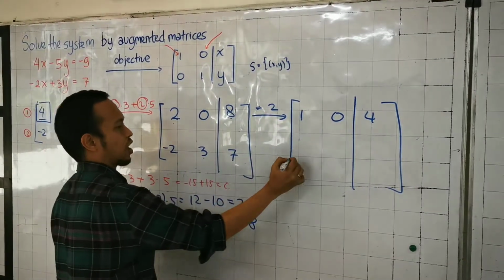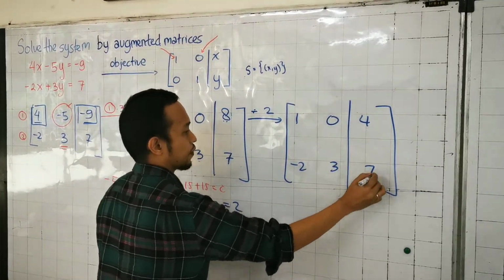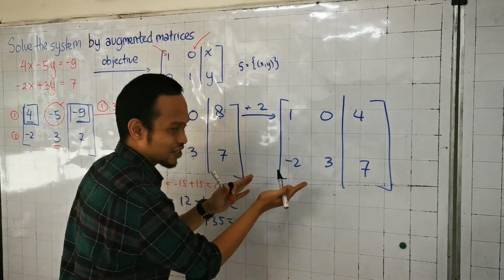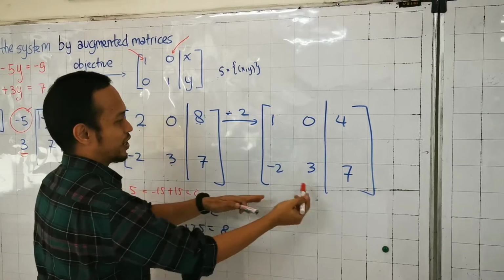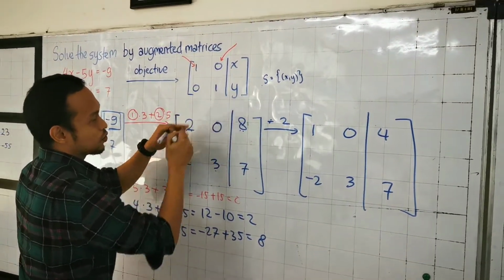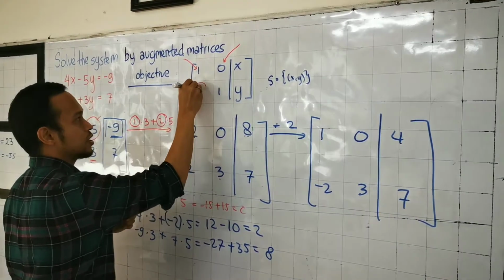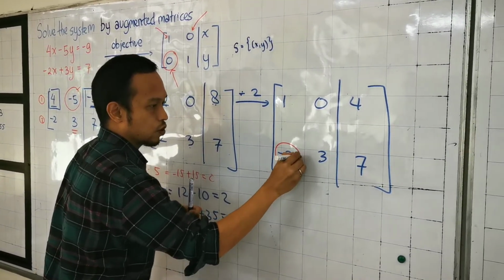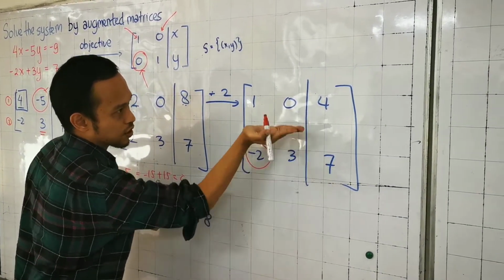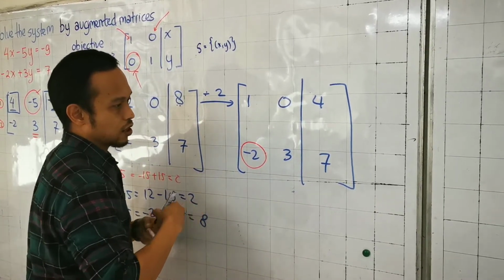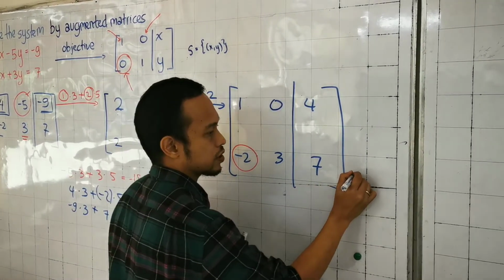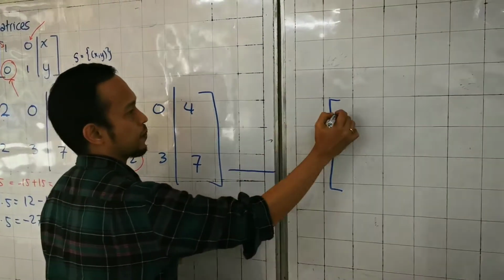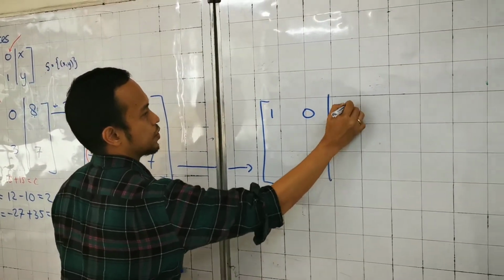Now, the second row, I just copy it. Negative 2, 3, 7. So we are done with the first row. The next one, how about the second row? Let's go back to here. If I want to change the second row, I need to start with the 0 first. So I need to change negative 2 to become 0 by using the first element. Let me make this arrow, this line, and then copy the first element, since the first element is not changing.